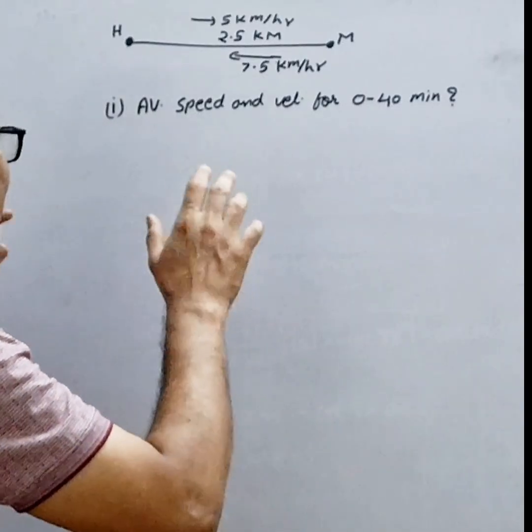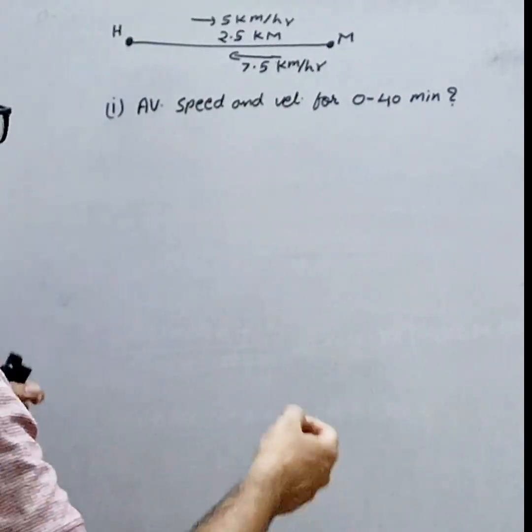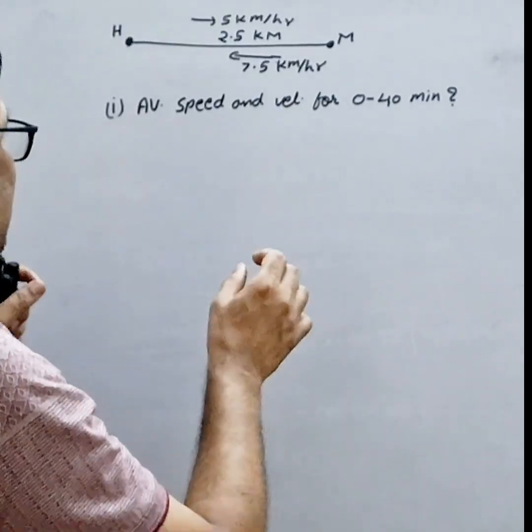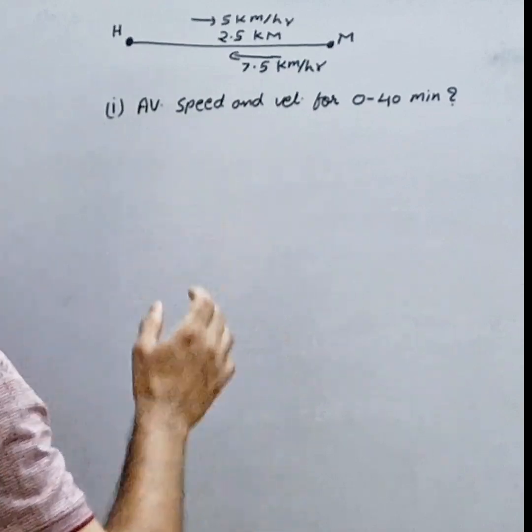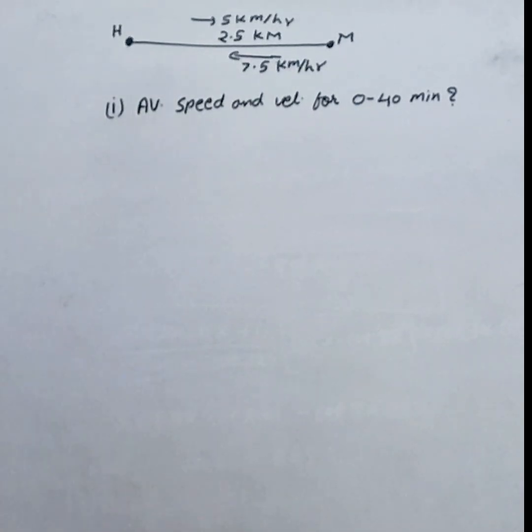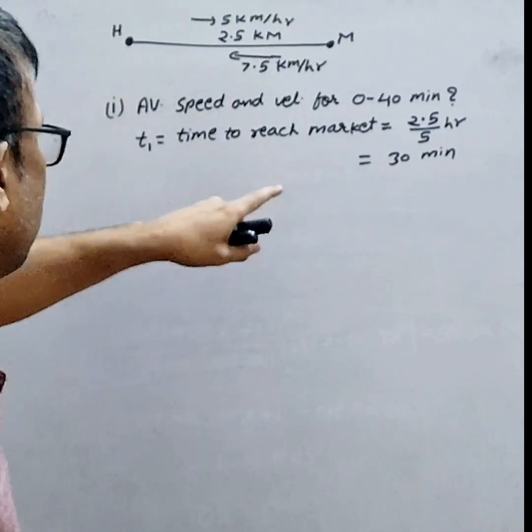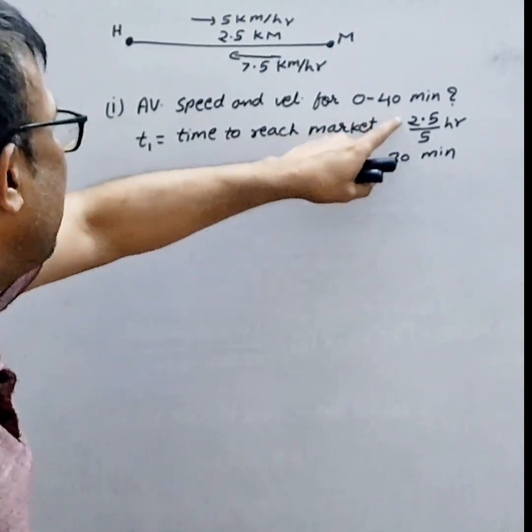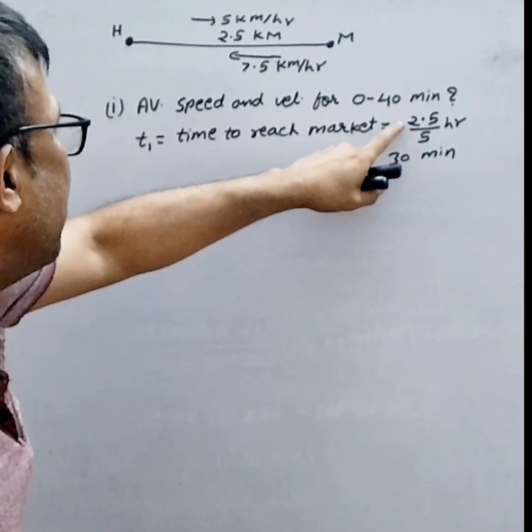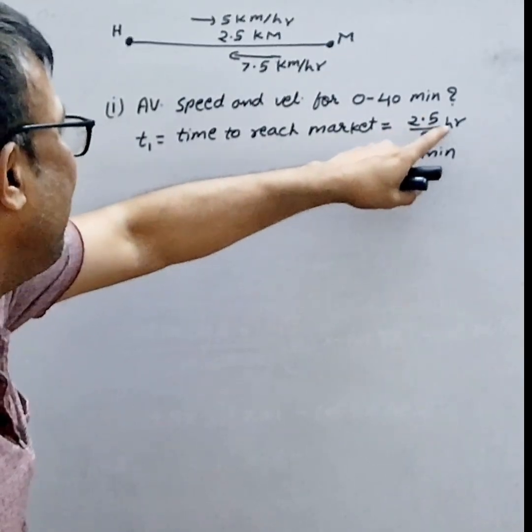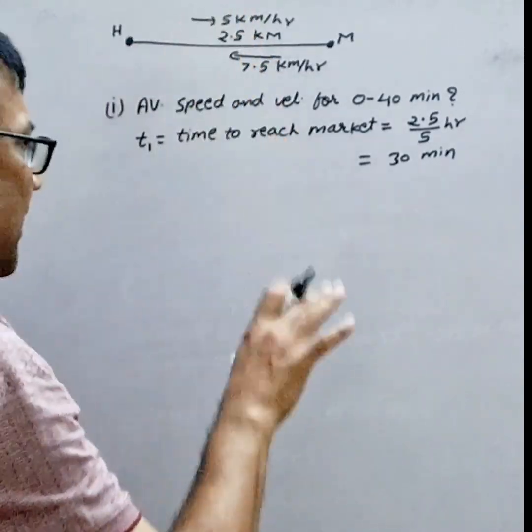So to find average speed and average velocity in first 40 minutes, we have to find distance and displacement in first 40 minutes. And then we can easily calculate the average speed and average velocity. So first we find the time taken by man to reach the market. Distance is 2.5 kilometer and his speed is 5 kilometer per hour. So time will be 2.5 divided by 5 hours. That means 30 minutes. So man takes 30 minutes to reach the market.